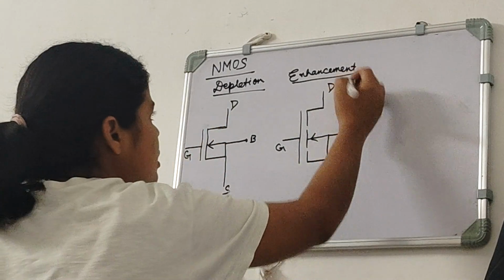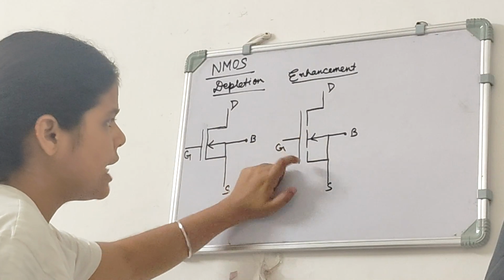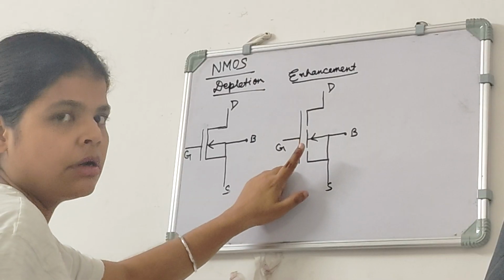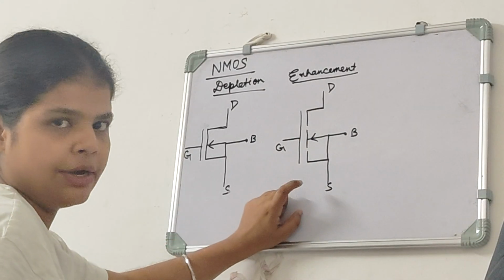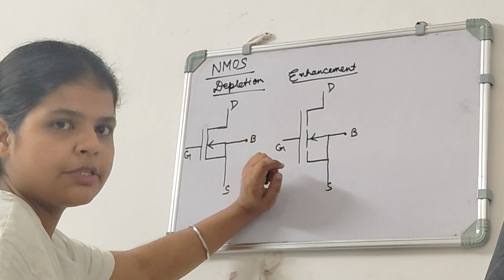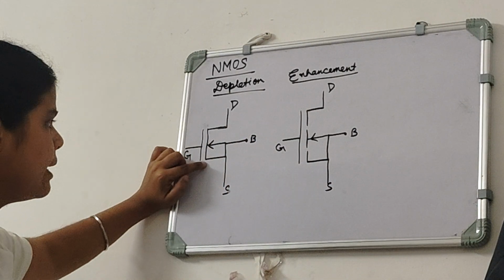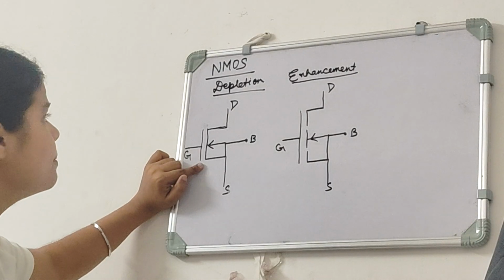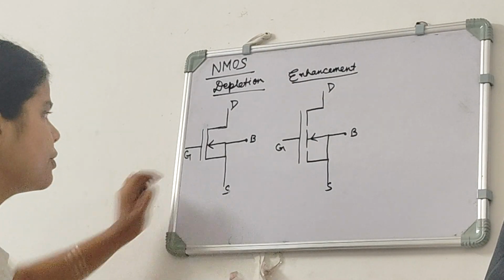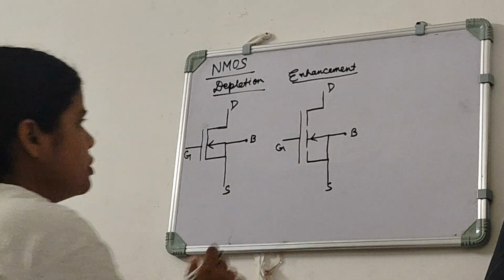And if we see here, we have a dashed line, because in enhancement type the channel is not present. Here we have to create it by applying some voltage at the gate. So this dashed line represents the absence of channel. And here we have a solid line, so it represents that in depletion type MOSFET, the channel is already there before applying any gate voltage.